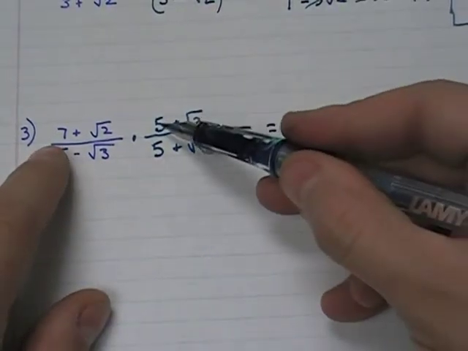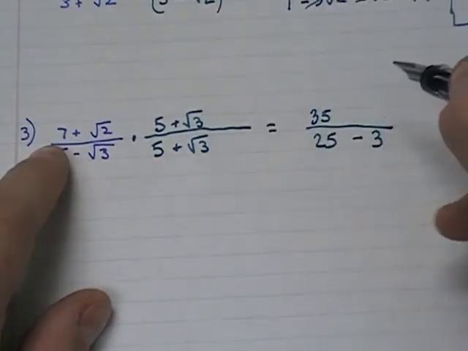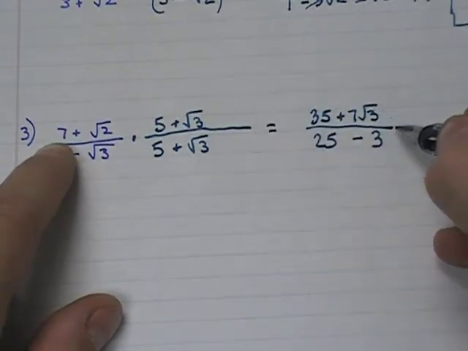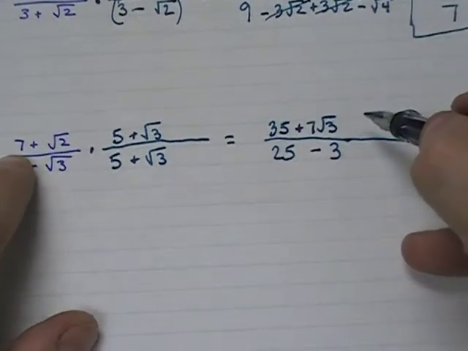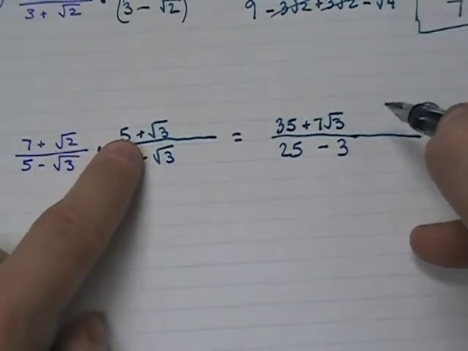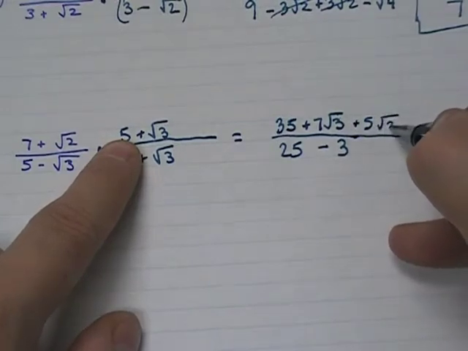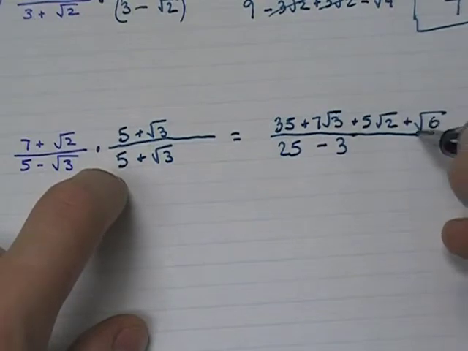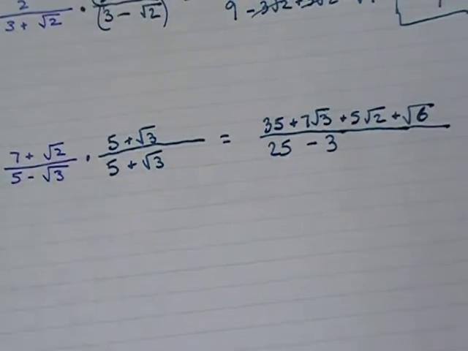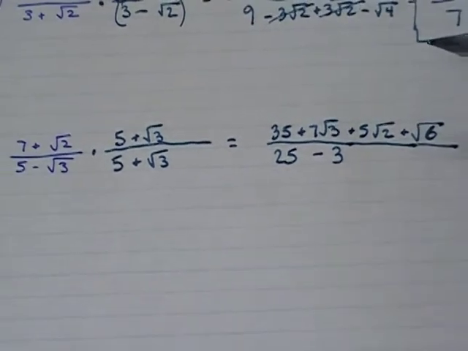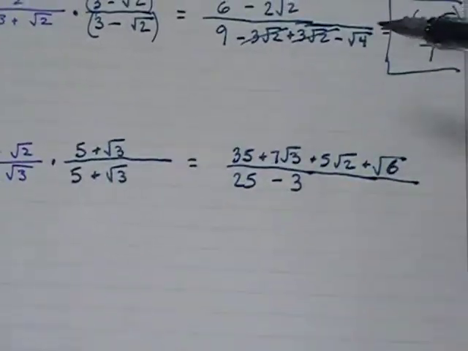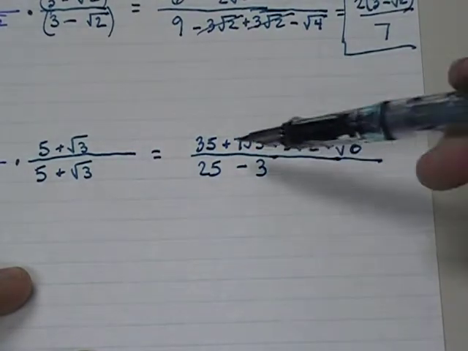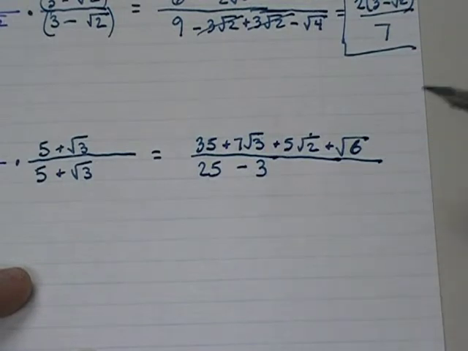How about the top? Well, 7 times 5 is 35. 7 times root 3 is 7 root 3. I'm going to need to extend this. Root 2 times 5 is 5 root 2. And root 2 times root 3 is root 6. And unfortunately, what happens here a lot of times when you have a radical on top and a radical on bottom, when you have this type of expression, is this and this are not like terms. We can't combine them. So we end up with this really ugly numerator.